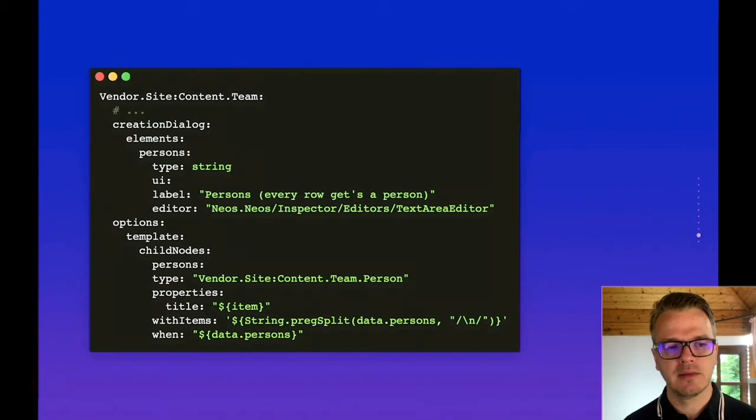Here you see an example where the editor gets a text area editor, and every row he writes gets a dedicated content team person node type, which is split automatically. And like that, you can create multiple node types or fill different properties, all this kind of stuff.